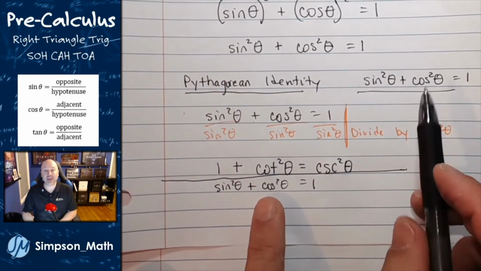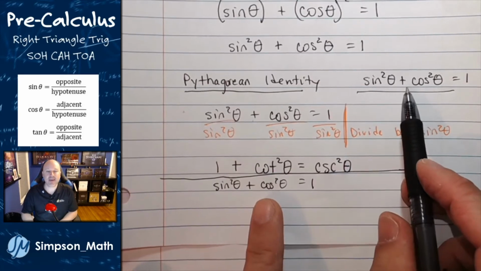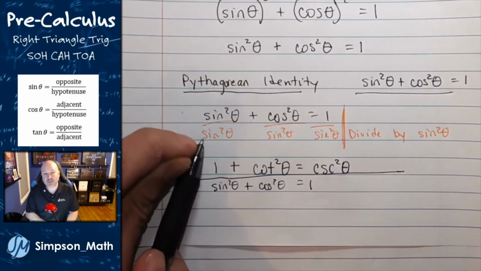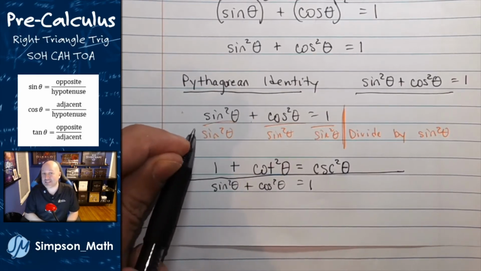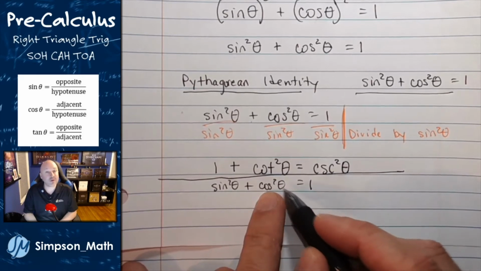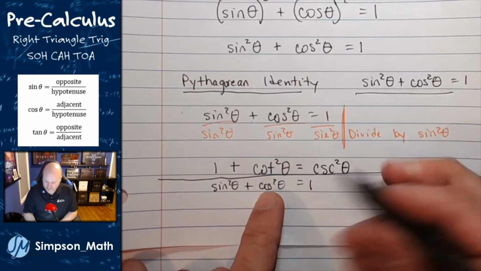I'm going to take this main Pythagorean identity, and this time I'm going to divide by something different. Last time I divided by sine squared to get 1. This time I'm going to divide by cosine squared to get 1.